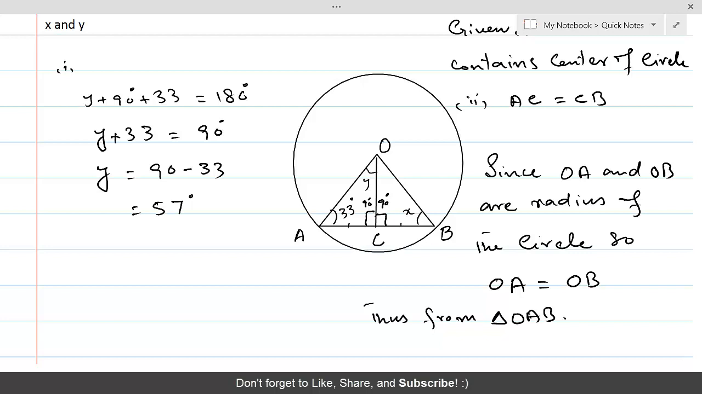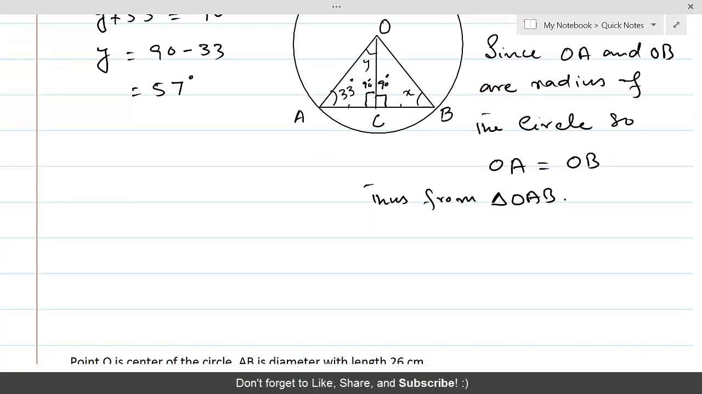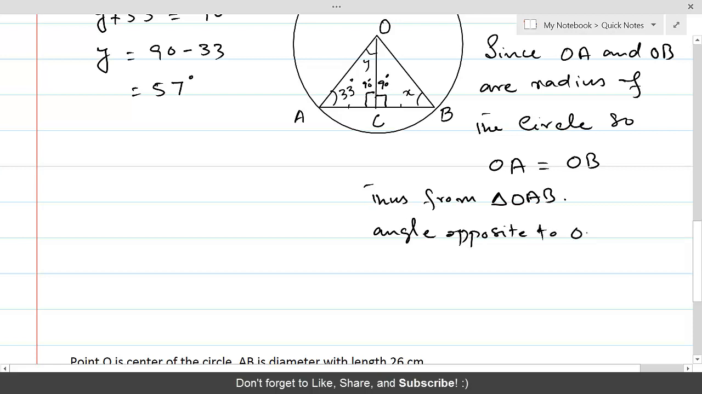And from the theorems of geometry, one theorem is that if two sides of a triangle are equal, their opposite angles are also equal. If OA is equal to OB, then the angle opposite to OA side is x, and the angle opposite to OB is equal to 33.